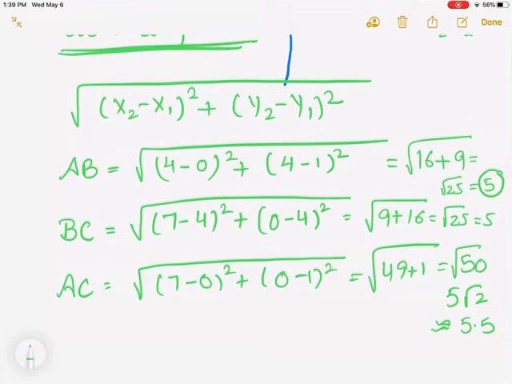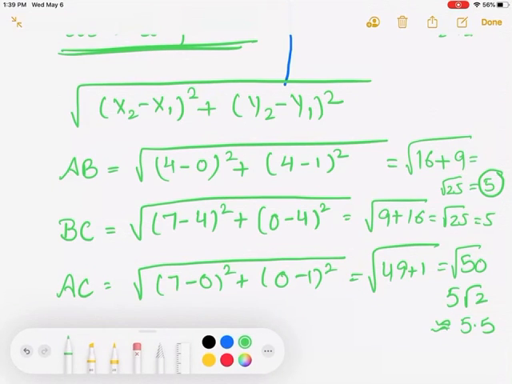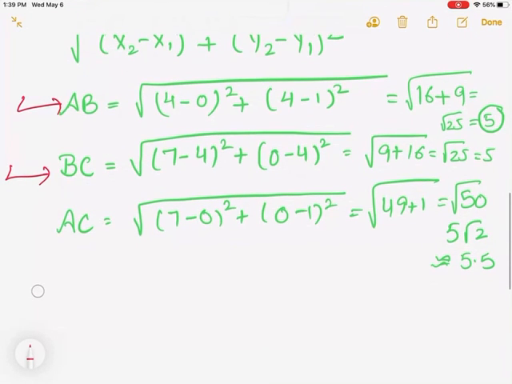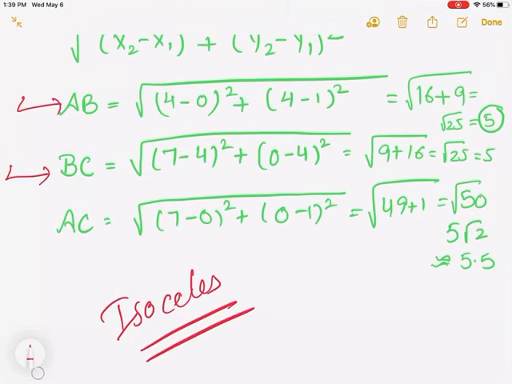So finally, based off their distances, now I can identify what type of triangle it's going to be. I see two sides are the same. Side length AB is the same as side length BC, so I can conclude it's going to be an isosceles triangle. All right, so that's how we do it.